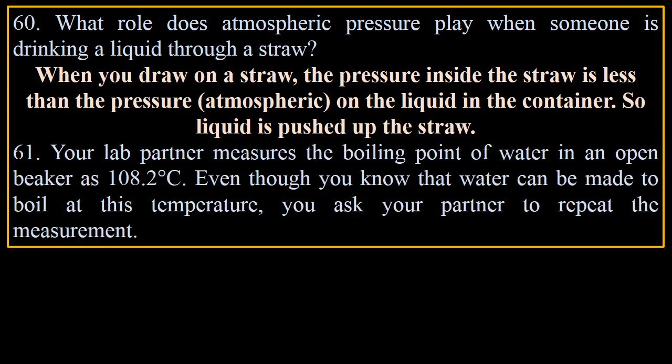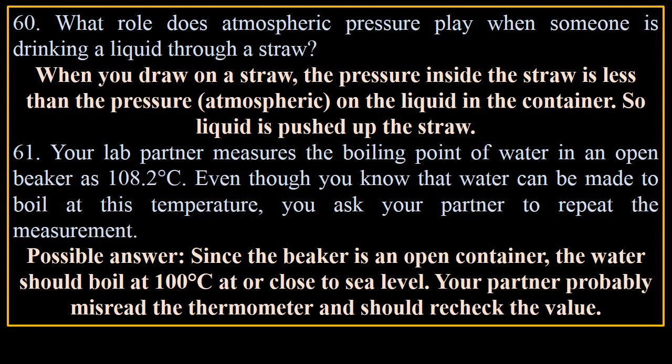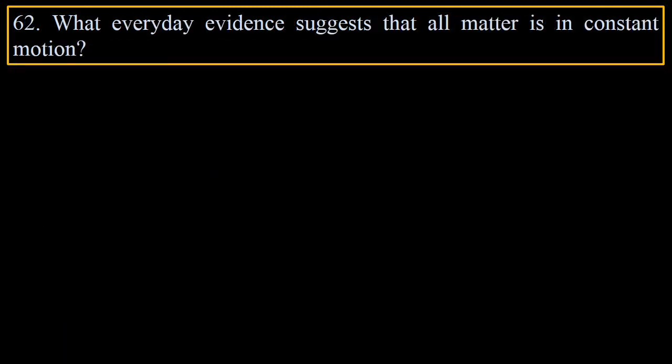Your lab partner measures the boiling point of water in an open beaker at 108.2. Even though you know that water can be made to boil at this temperature, you ask your partner to repeat the measurement. Possible answer: since the beaker is an open container, the water should boil at 100 degrees Celsius at or close to sea level. Your partner probably misread the thermometer and should recheck the value. That's a pretty big mistake, so I would suggest doing that as well.